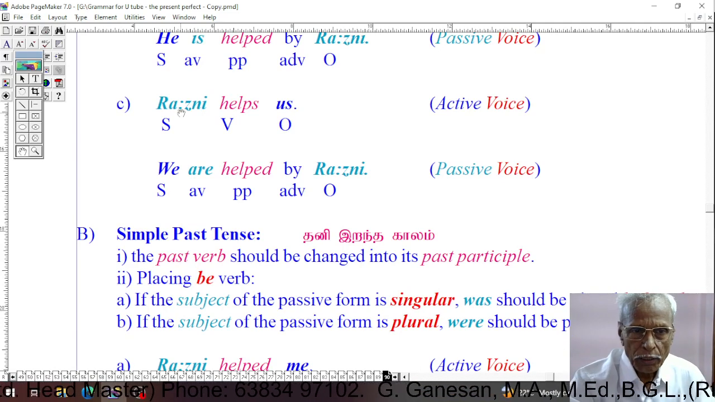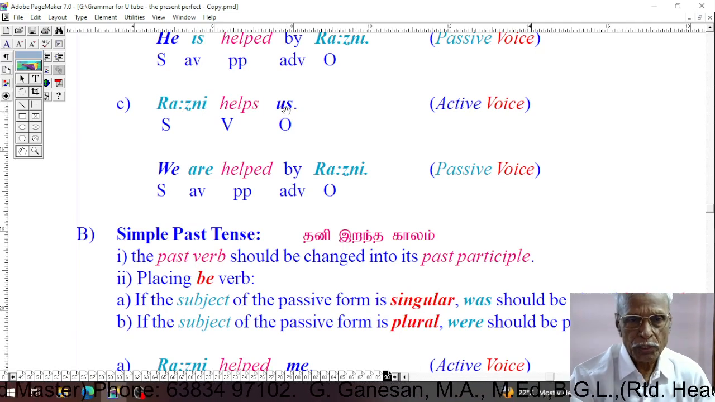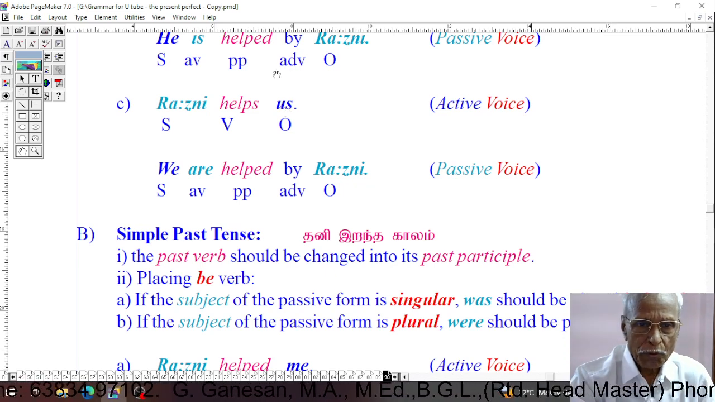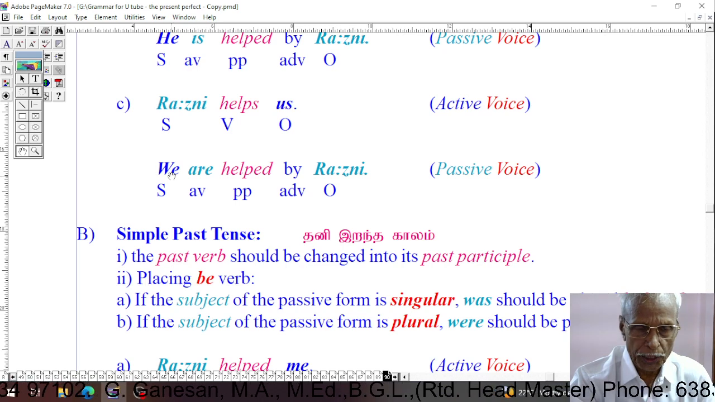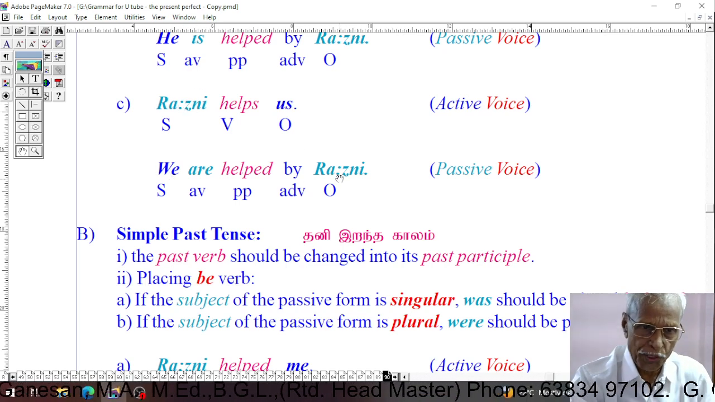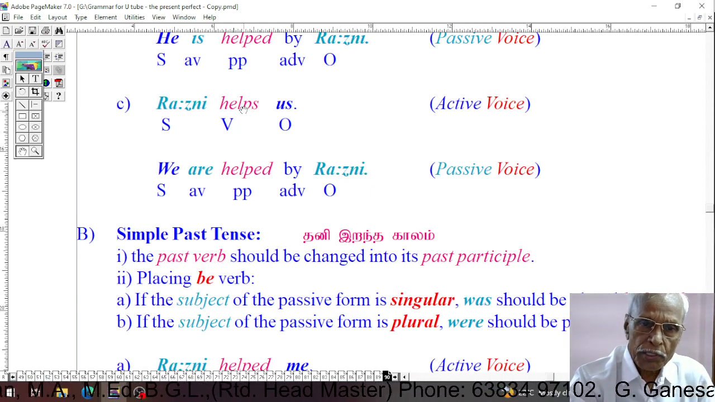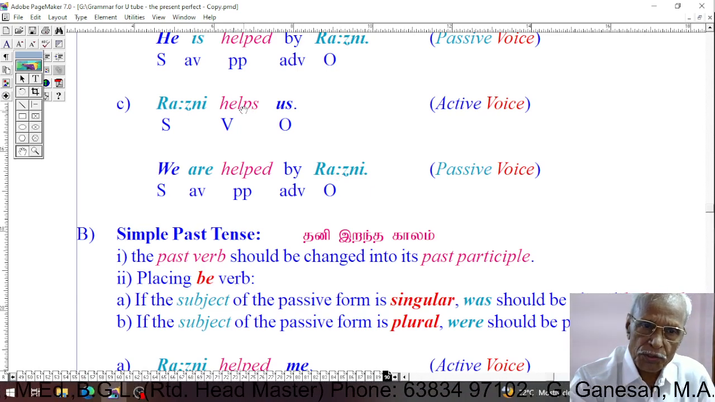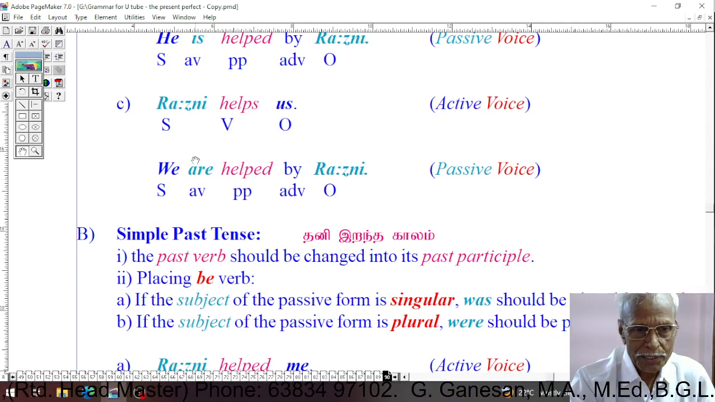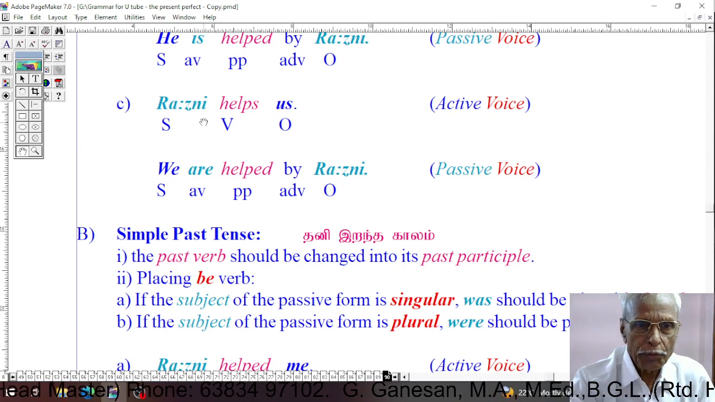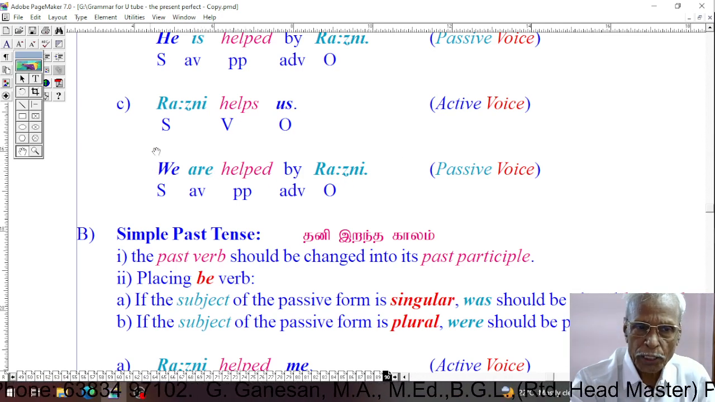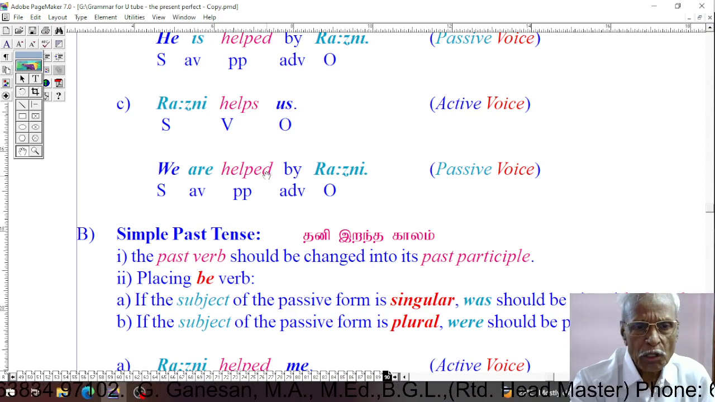Then, third, Ronnie helps us. The object us is changed into subject, we. Then the subject Ronnie is changed into object, by Ronnie. Then the present verb helps is changed into past participle, helped. Then as the subject is we, be verb are is placed before the past participle. Ronnie helps us. We are helped by Ronnie.